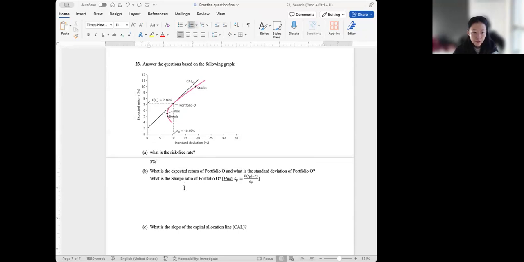And B, what is the expected return of portfolio O, and what is the standard deviation of portfolio O and the Sharpe ratio of portfolio O? So we just tell them from what we see here. For portfolio O, this is the tangency portfolio here. Its standard deviation is 10%. Expected return is 7.16%.